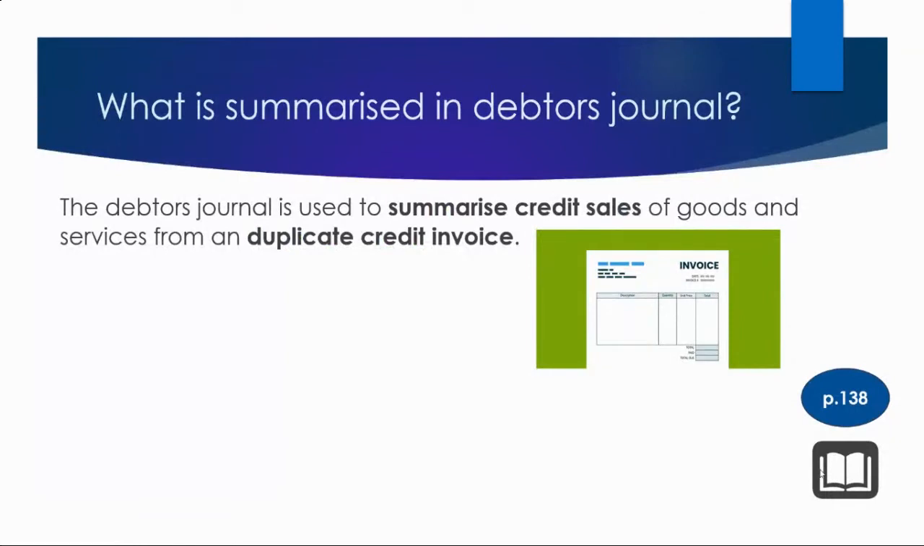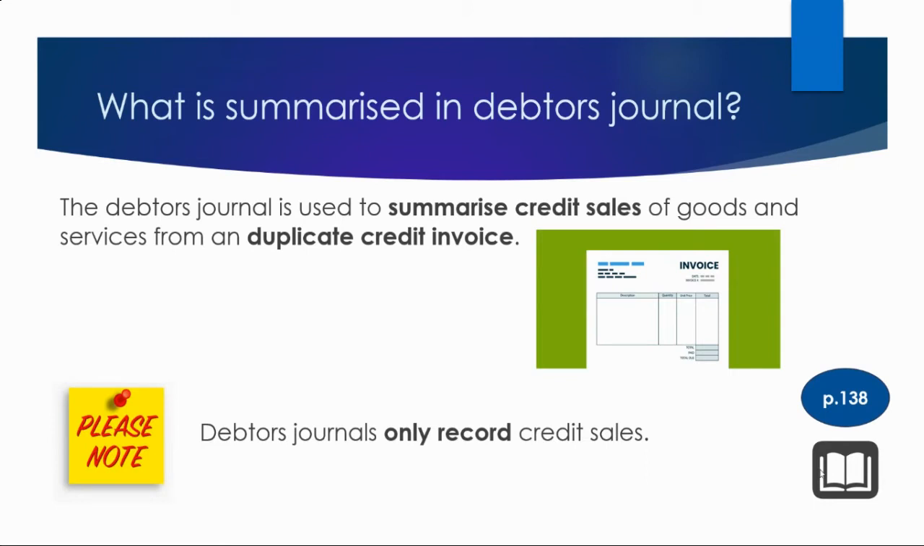Okay, so your debtors journal basically summarizes all your credit sales that have occurred during a specific month, and that is based on a duplicate credit invoice. Now, it's a duplicate credit invoice because we give the original to our customer. And it's very important to note that these journals only record the credit sales.